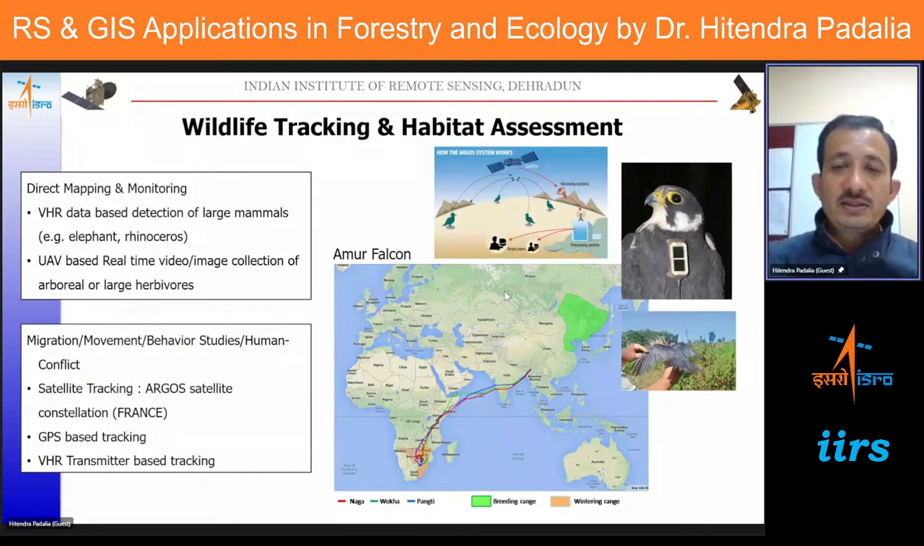So there are possibilities, since in the last 10-15 years a lot of development has taken place in satellite telemetry, and a lot of studies are being done actually using satellite telemetry today, both for understanding the ecology of wildlife and also for the management of problematic species.